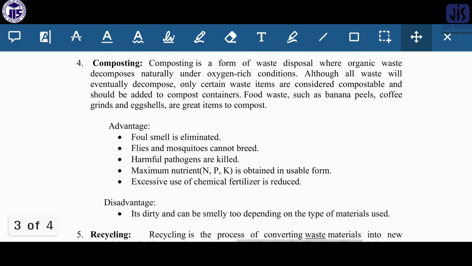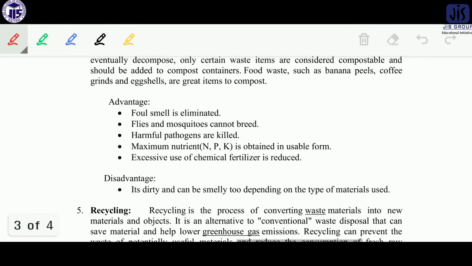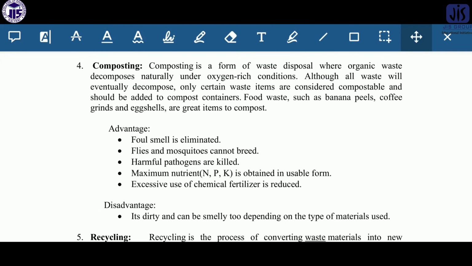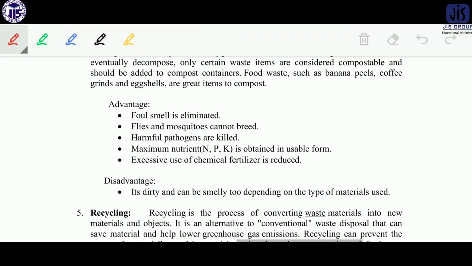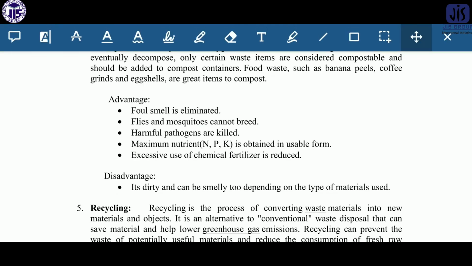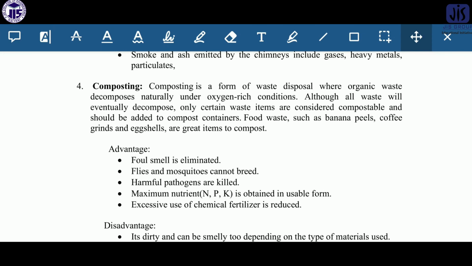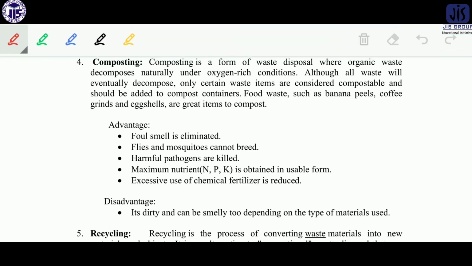So what is composting? Composting means that it is one kind of landfill process, but the only difference is that this kind of landfill process is used only for organic materials. Composting is a form of waste disposal where organic waste decomposes naturally under oxygen-rich conditions.